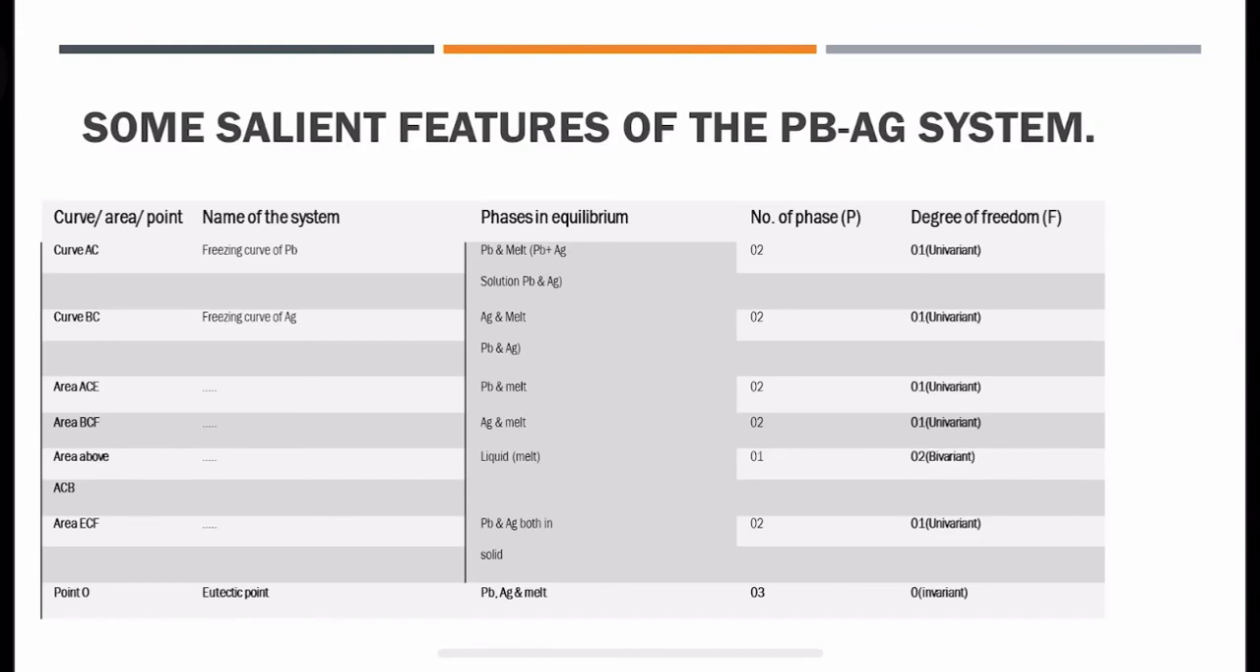Another one is area ACE. Lead and its melt. Number of phases 2 and degree of freedom 1, univariant. Another area is BCF. Here silver and melt are the phases in equilibrium, number of phases 2 and degree of freedom 1. Now ACB, this is only one phase and bivariant, right? And point O is the eutectic point, and here three phases are available, lead, silver and its melt, and number of phases 3. So degree of freedom is 0, non-variant, right?